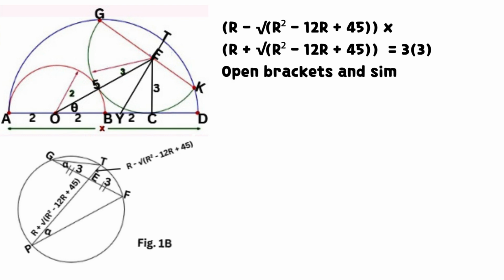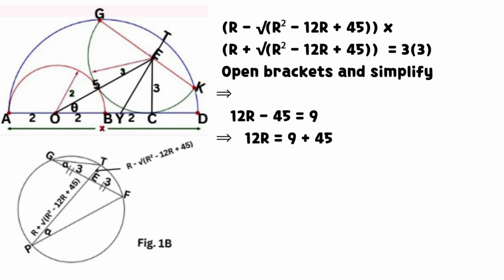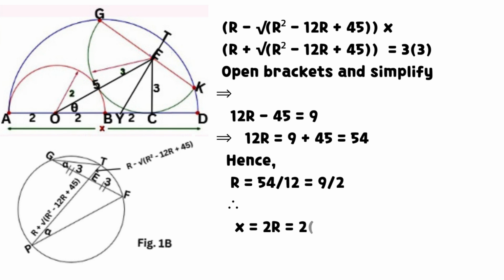Open brackets, multiply out and simplify. It means that 12 times R minus 45 equals 9. We combine like terms. 12 times R equals 54. Hence, R equals 54 divided by 12, which equals half of 9. Therefore, x equals 2 times R, which equals 2 times half of 9. The result equals 9 units.